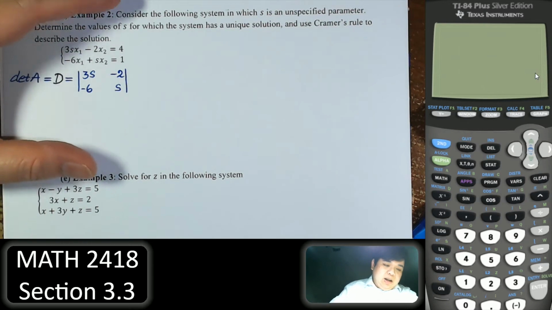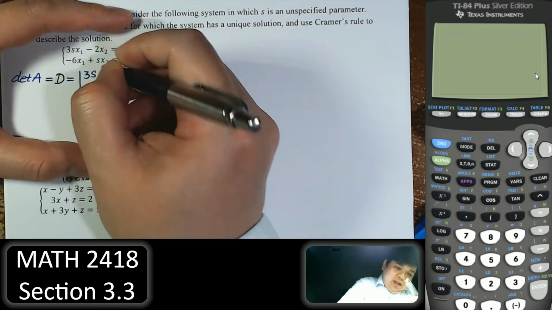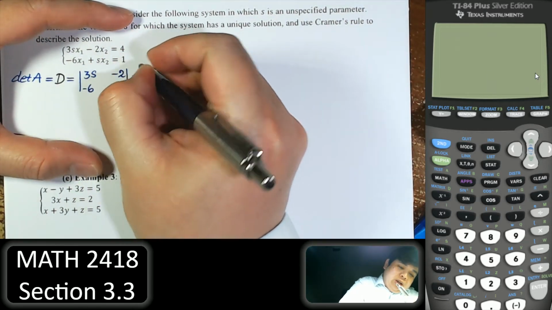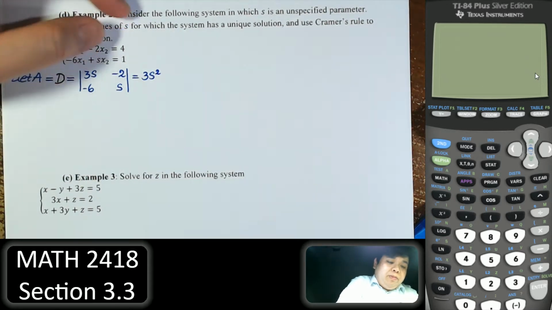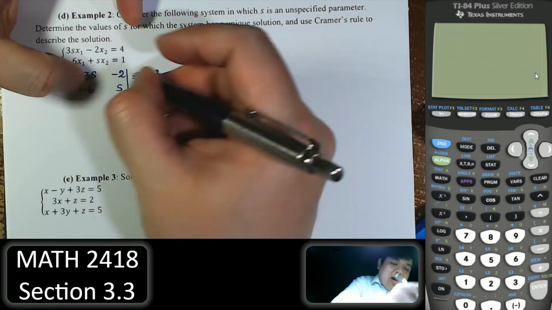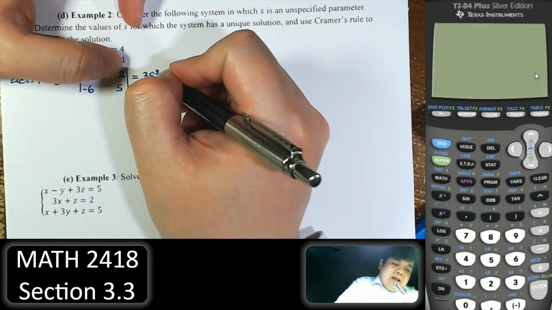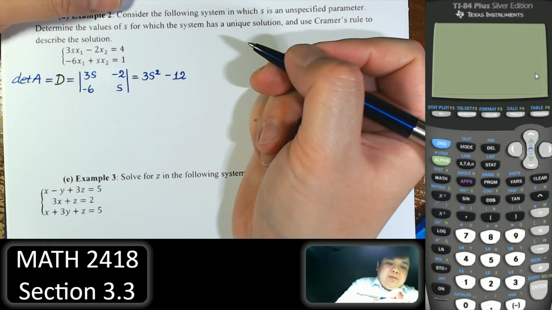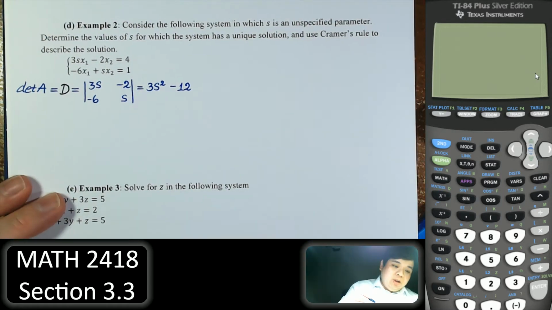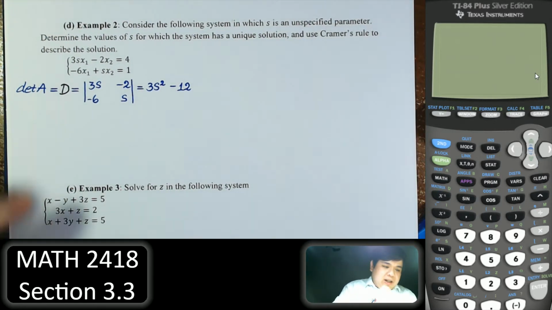Again, the same way, so it will be 3s squared minus -2 times -6, which is 12, so 3s squared minus 12. Right, just keep that at the moment.